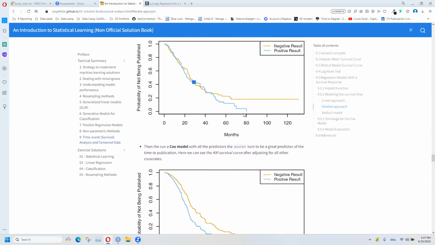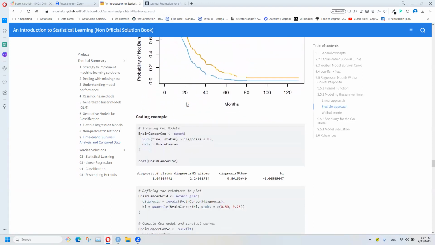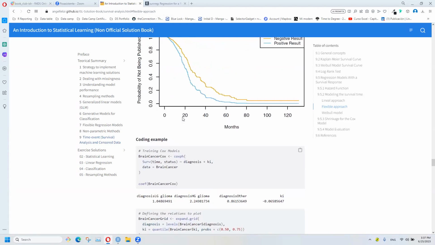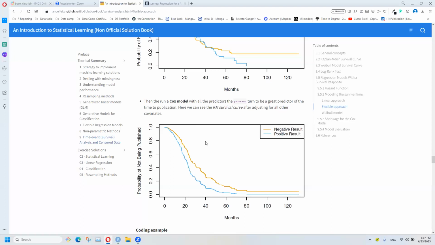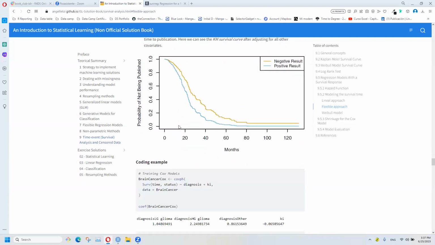And it seems that they use a Cox model to relate both cases. Just checking the graph, they say yes, the models are different. The results are different. A negative result has a lower chance to be published.